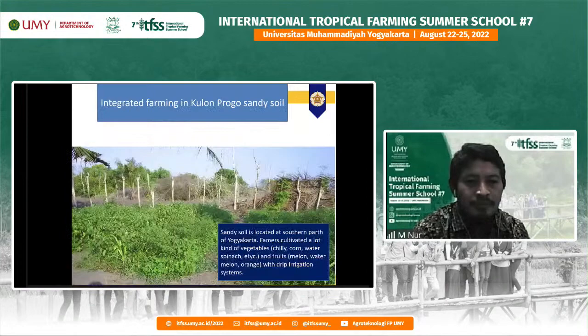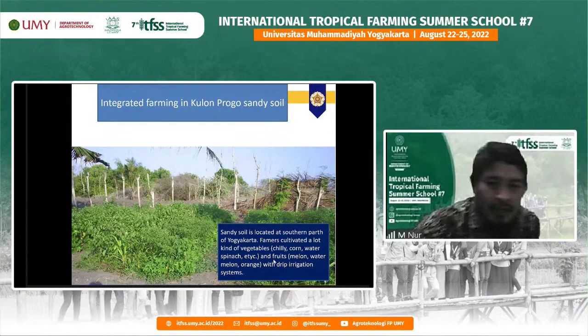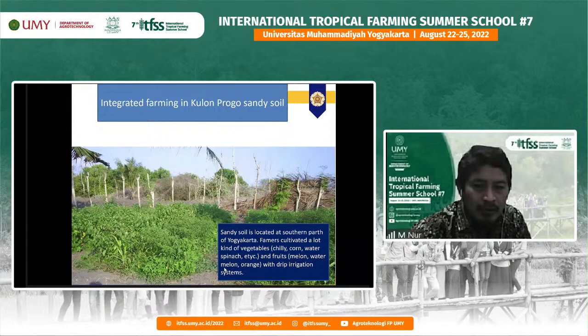Integrated farming systems also exist in sandy soils, as Ms. Nani explained. In sandy soil we get many kinds of vegetables like chili, corn, water spinach, etc. And also fruits. From sandy soil we cultivate melon, watermelon, and also orange, by special irrigation, drip irrigation. Now it is advanced, and farmers apply it in this area.